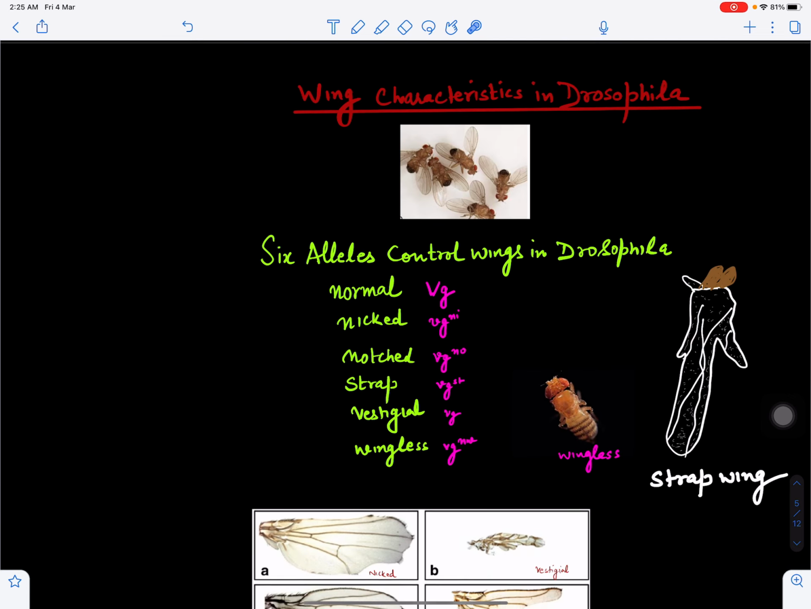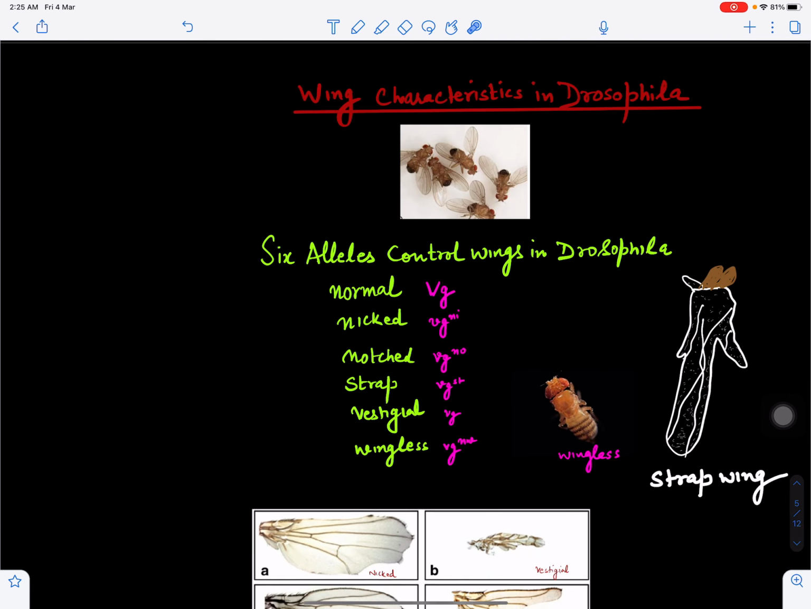Now this can be strap shape. Here we can see this is a strap shape wing, VG, with ST written as a superscript over VG. So here this wing is showing strap shape form, and this is being controlled by this gene. Then here we can see these are wings which are showing nicks like this. This is a nick, this is again a nick. So these wings are showing nick characters, and here wings are quite reduced.